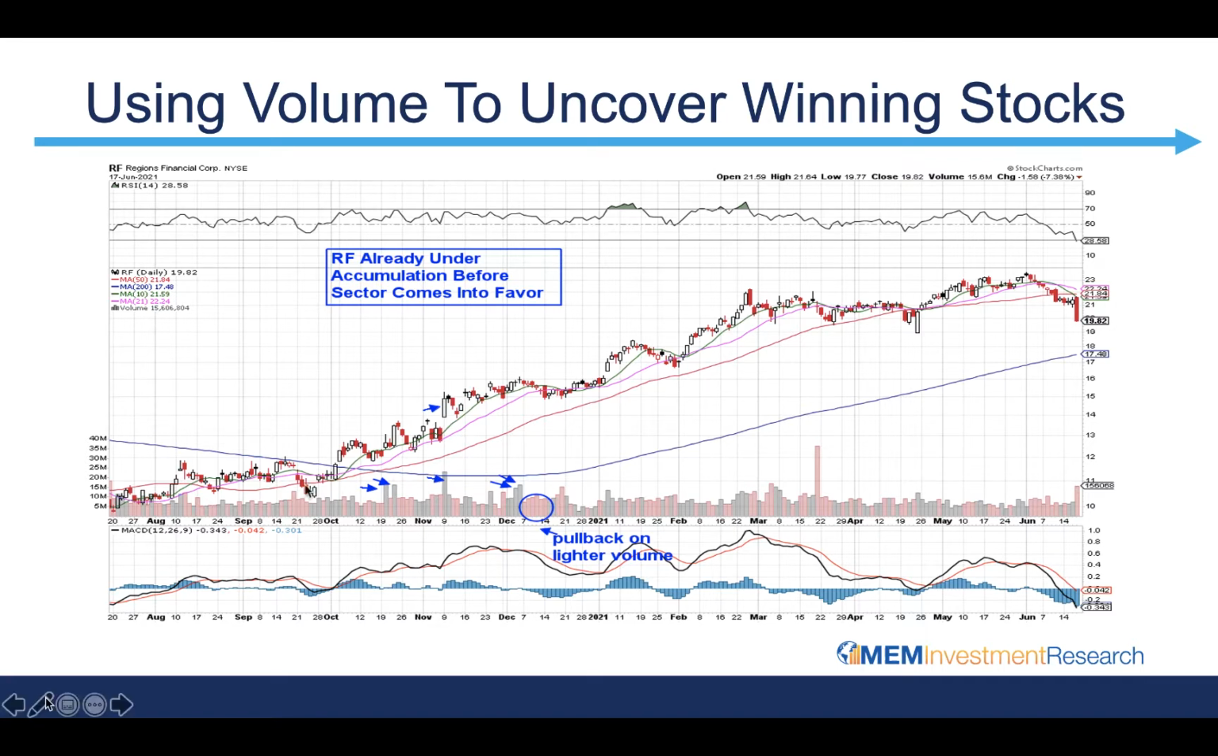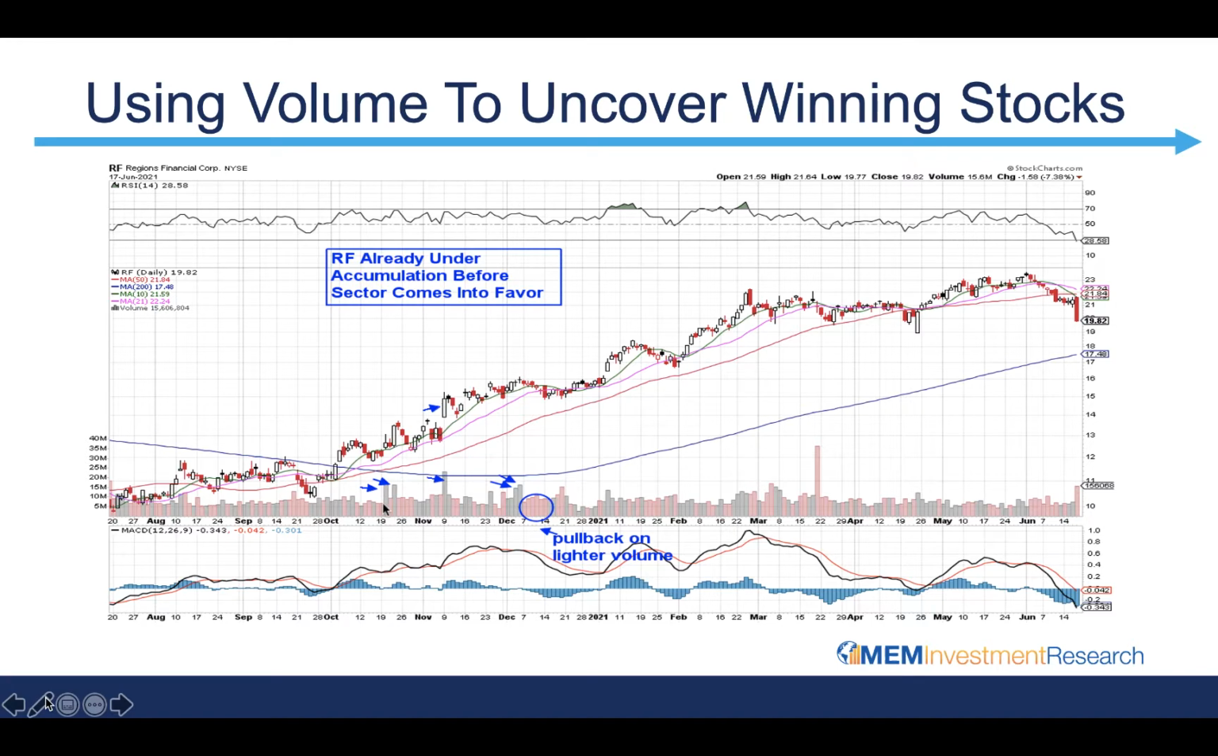Number one is the fact that RF, Regions Financials, did turn bullish ahead of the industry group. Oftentimes as industry groups come into favor, you will see several names trickle to that forefront and begin to emerge prior to the entire group. And often those stocks will go on to be your leadership names, those first out of the gate, so to speak. So let's go ahead and take a look at some of these volume characteristics here.